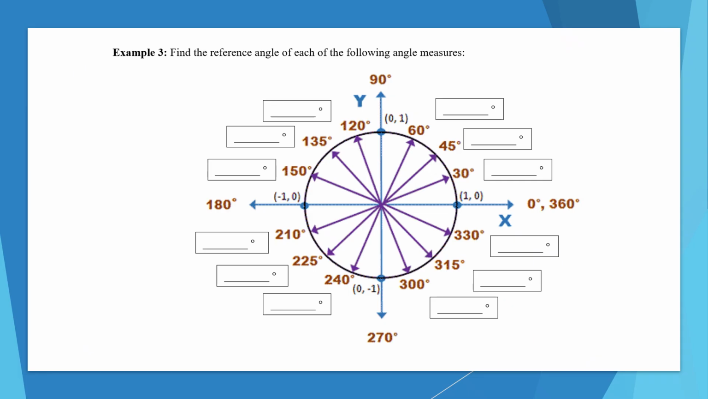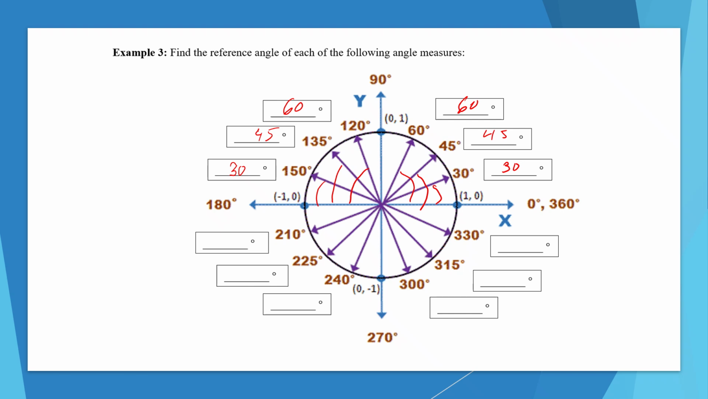So let's take a look at example 3. Find the reference angles for the following angle measurements. We can give these in terms of degrees for this one. That's okay. So this would be 30 degrees, 45 degrees for this one, and then 60 degrees. So those are pretty easy. For 120 degrees, though, our reference angle is going to be this, which is also 60 degrees. 135 should be 45 degrees. And then 150 should be a 30-degree reference angle.